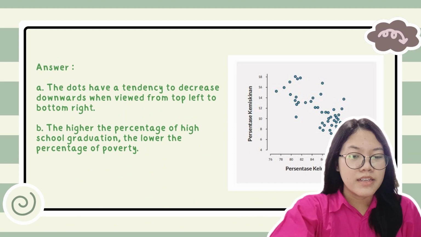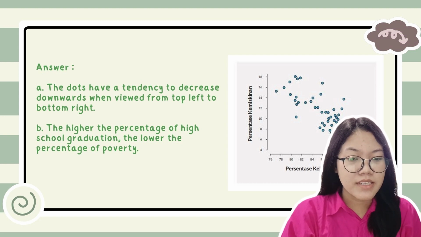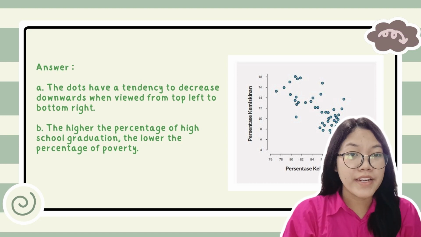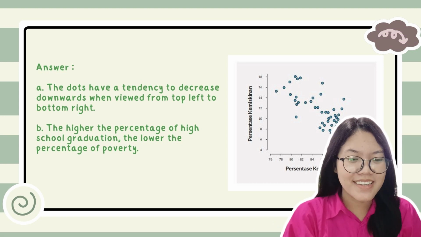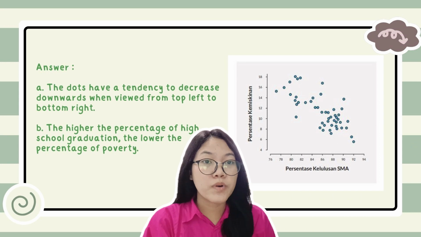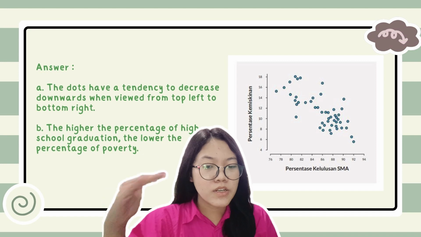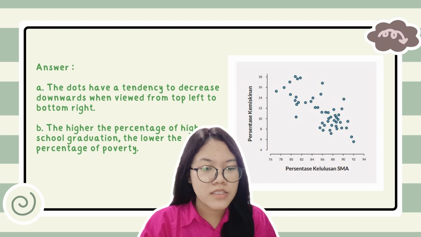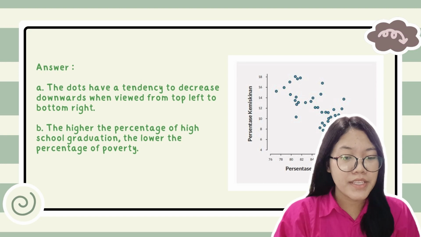From the scatter diagram on the side, the distribution pattern of the points drawn in the diagram is that the dots have a tendency to decrease downwards when viewed from top left to bottom right, right? Because we know the dots are spread and go downwards when viewed from top left to bottom right. So we can answer point B.